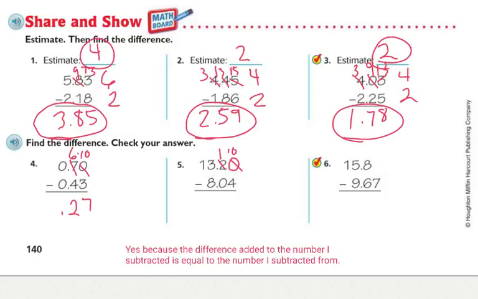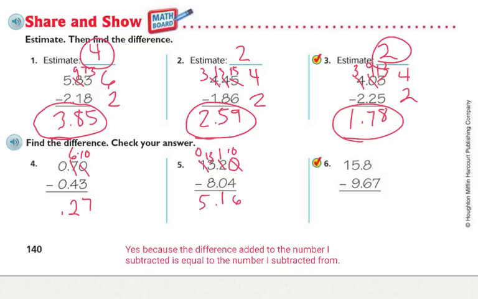Let's look over the other side. I can't take 8 from 3, so I'm going to have to borrow from my tens, making that one be a 0, and this one being a 13. So now I have 10 minus 4, which is 6. I have 1 minus nothing, which is 1. I have my decimal. And then I have 13 minus 8, which is 5.